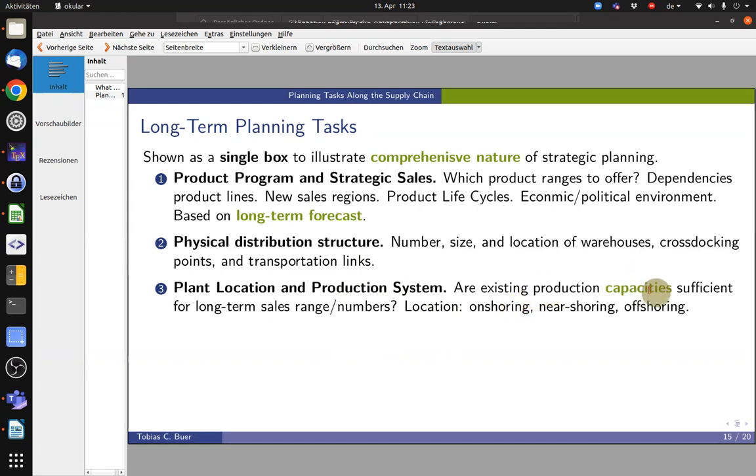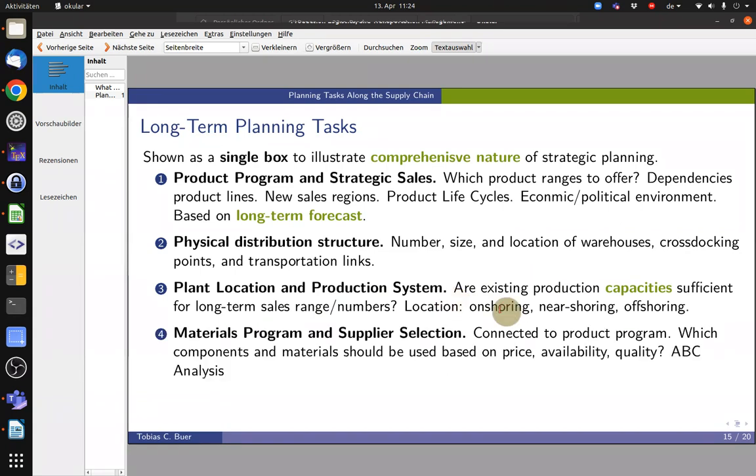What are our production capacities? How much are we able to produce? Are our capacities aligned with what we expect to sell? If we expect a big increase in the sales, can we keep track with our production capacity? This needs to be decided in step number 3.